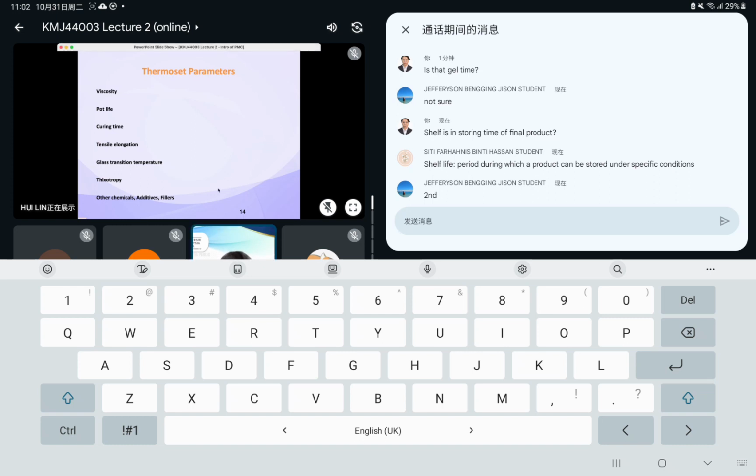So, shelf life. Honey says shelf life is a period during which a product can be stored under specific conditions. Okay, shelf life is the storing of the final product. So pot life.